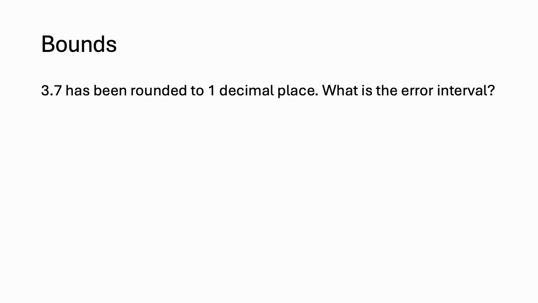So let's look at this one here. 3.7 has been rounded to 1 decimal place. What is the error interval? So what we can do is write 3.7 in the middle. And then we work out what 1 decimal place higher than 3.7 is, which is going to be 3.8, and 1 decimal lower than 3.7, which is essentially 3.6.